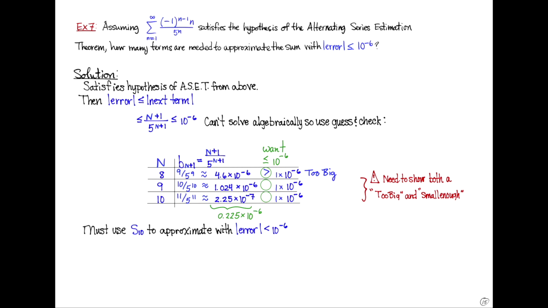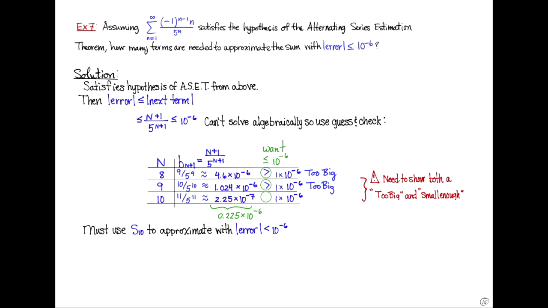When n is equal to 9, then the next term after that, the first one that we're not using in the approximation, would be 10 over 5 to the 10th. And that simplifies to 1.024 times 10 to the negative 6th. And 1.024 is still clearly bigger than 1, which means that our error would still be too big. Let's try n equal to 10.